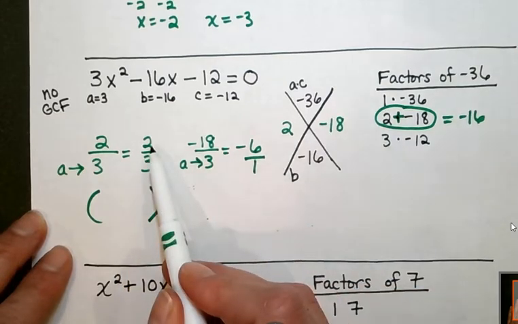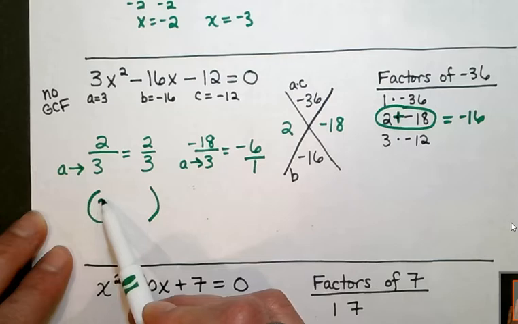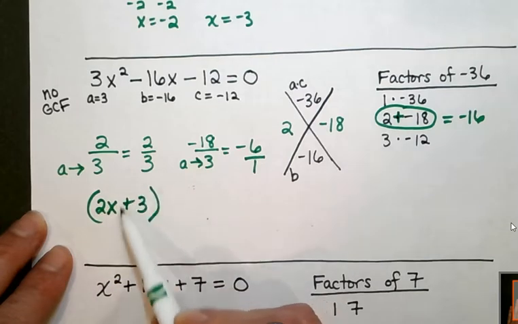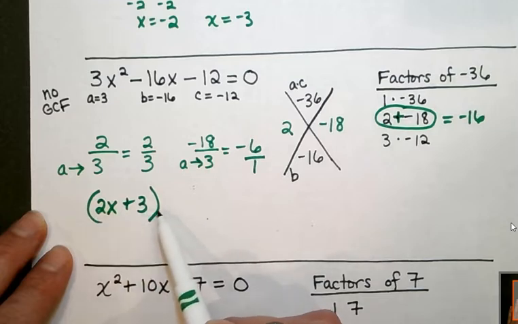We are going to have the 2 become the coefficient in front of x, and the 3 become the constant in our factor. So 2x plus 3.